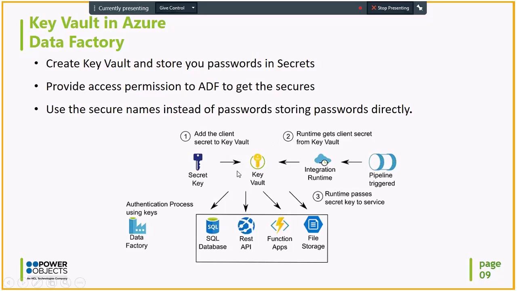So a key vault is created, and using the runtime, this will be used as a linked service. Once we use this key vault in a pipeline, the integration runtime will then authenticate to the different sources and destinations.